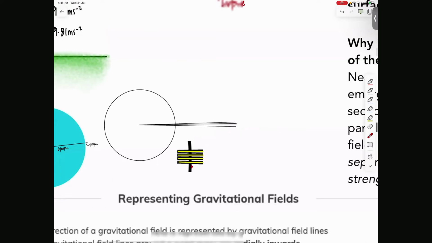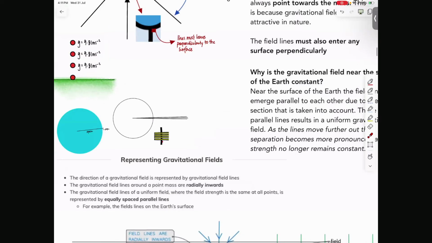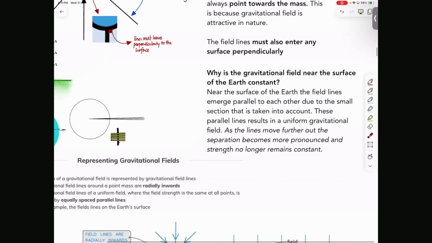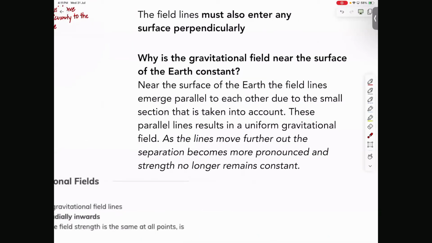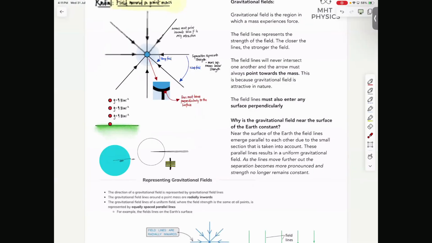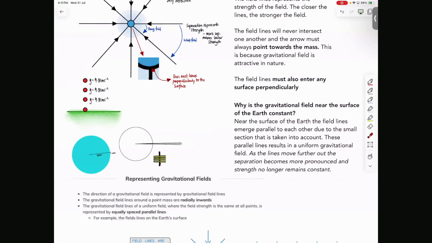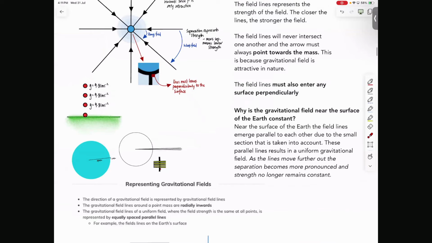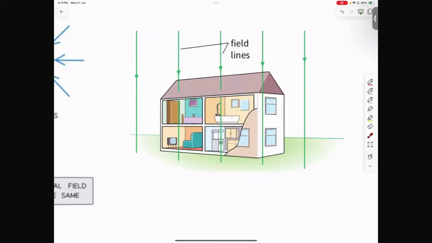So why is the field near the surface of the Earth constant? It's because the lines are parallel, or they appear to be parallel, and parallel lines represent a uniform field. So that's the reason why they experience a constant value of g. Okay, so this is what we did last class. Field lines are drawn. Today what we will do is clarify. Do you see how the lines are through your house? You'll notice the lines are what to each other, parallel. But these lines are ever so slightly what to each other.